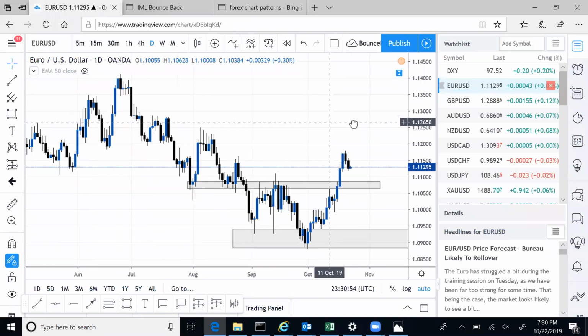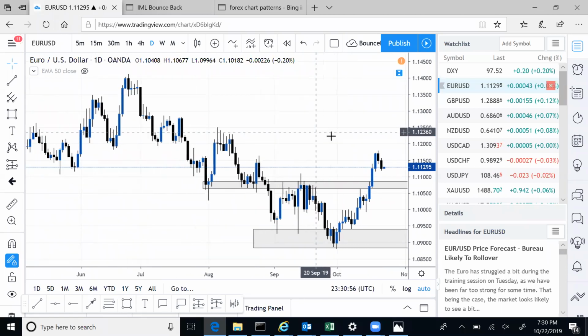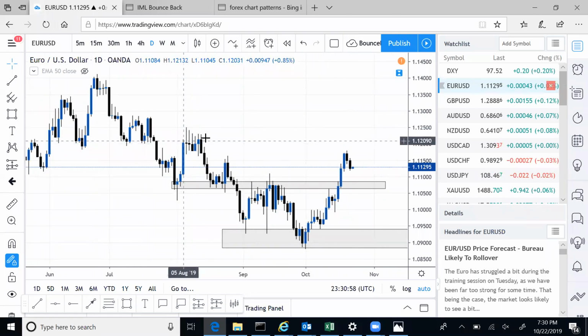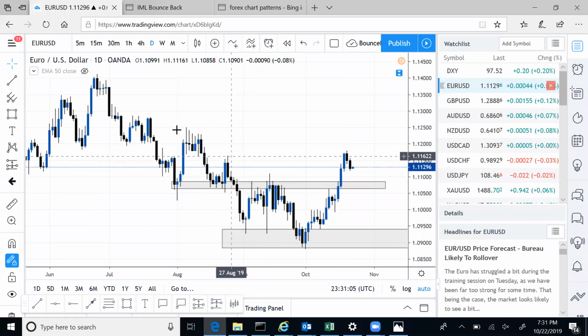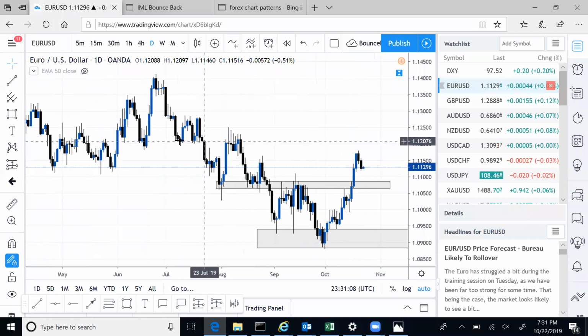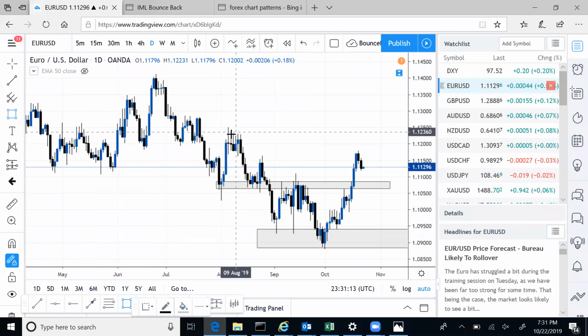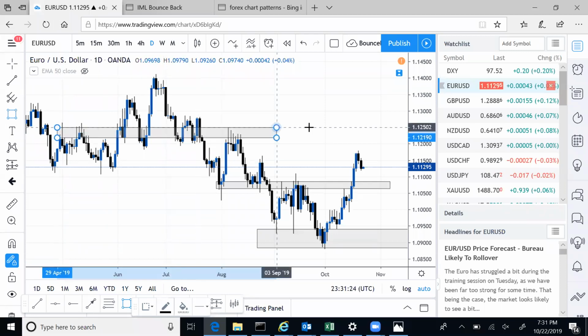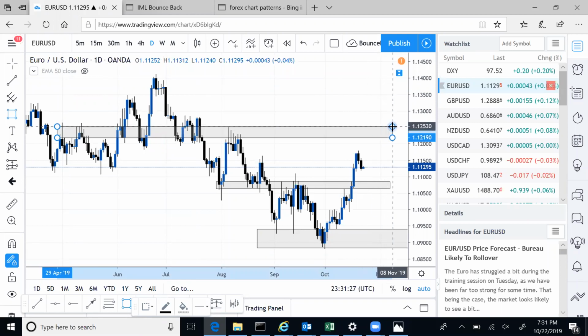EURUSD, we also need to identify the resistance of this particular zone. I am interested in a lot of these wicks that are happening here. And equally, when I look left, I can see that this is a support equals resistance zone. So I can come from here, and this becomes a zone for me.